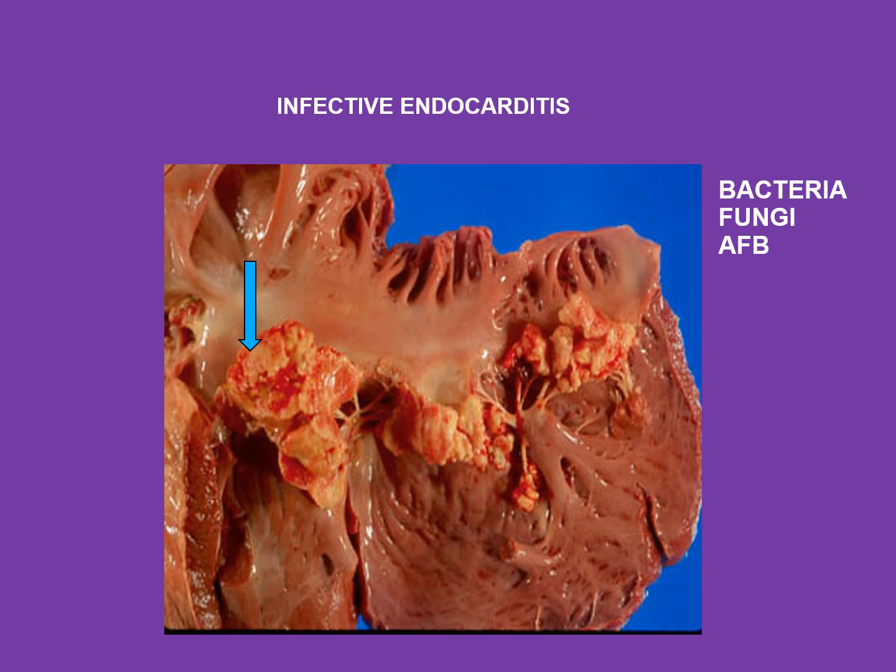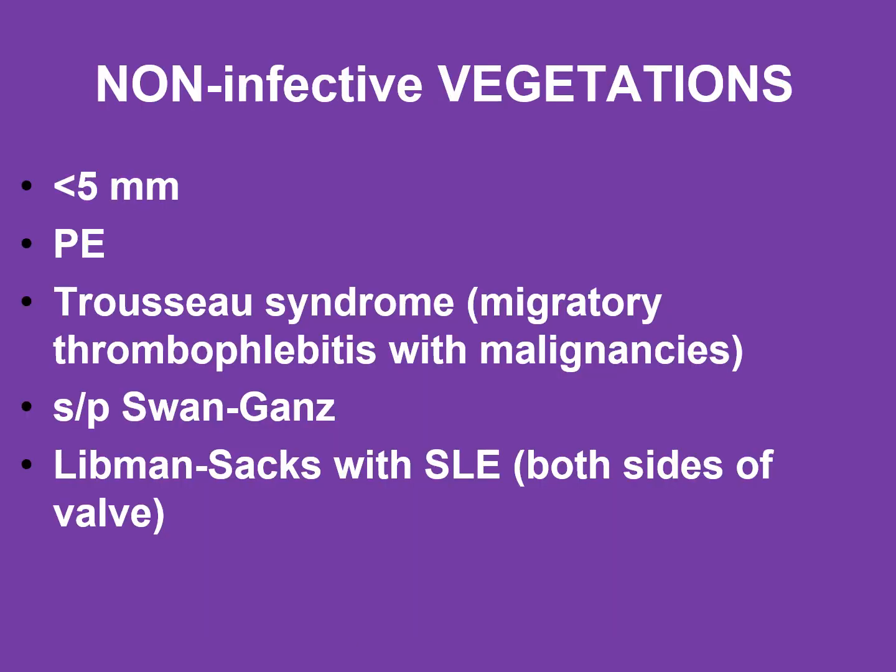So it is due to bacteria, but you also have to test for fungi and AFB to rule out fungal or tuberculous vegetations. So we say a non-infected vegetation when all the bug stains are negative, negative for bacteria, fungi, or acid-fast bacilli. This is usually secondary to Trousseau syndrome, which is defined as migratory thrombophlebitis with malignancies, or also in patients with cancers in the colon, pancreas, etc.